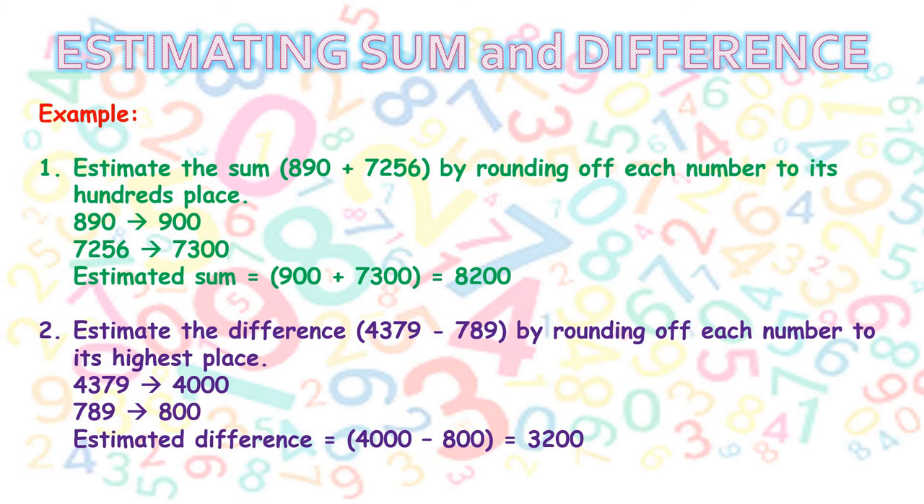Okay, now estimate the difference 4379 minus 789 by rounding off each number to its highest place. So the first number will be rounded off to the nearest thousands because its highest place is the thousands place, and the second number will be rounded off to the nearest hundreds because its highest place is the hundreds place. So they will respectively become 4000 and 800, and the difference will be 3200.